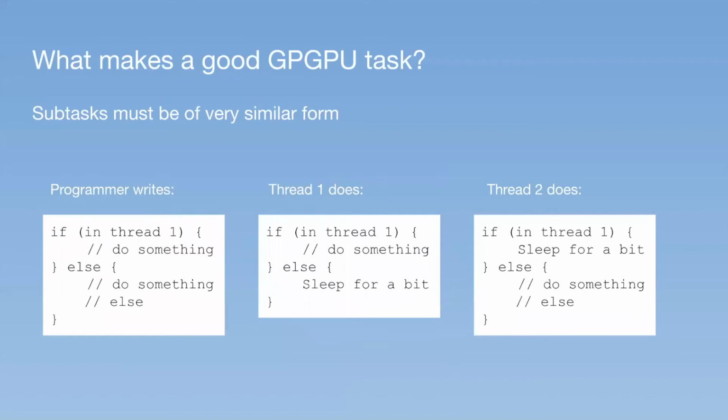Another restriction you might make is that these tasks or these subtasks have to be very similar in shape and basically almost identical. So we're going to get a bit into the underlying architecture here.